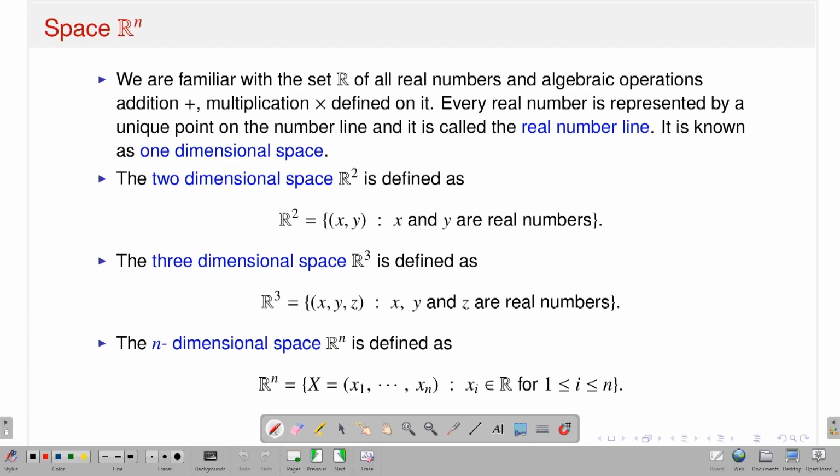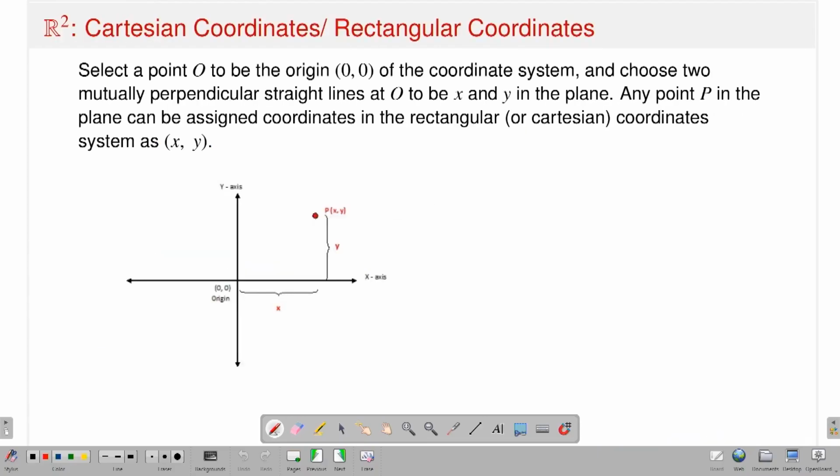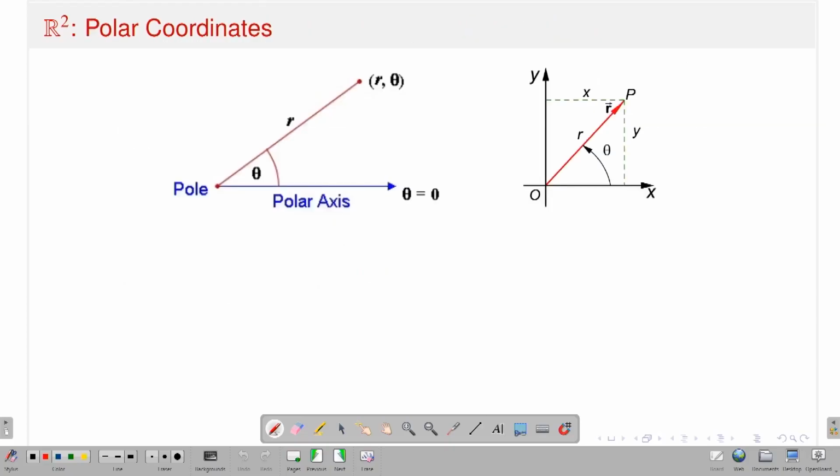As I said, geometrically R is represented by a number line. Similarly, R2 can be represented by a plane. Select a point to be the origin O of the coordinate system and choose two mutually perpendicular straight lines at O, the x and y axes, in the plane. Any point P in the plane can be assigned coordinates in the rectangular or Cartesian coordinate system as x comma y.